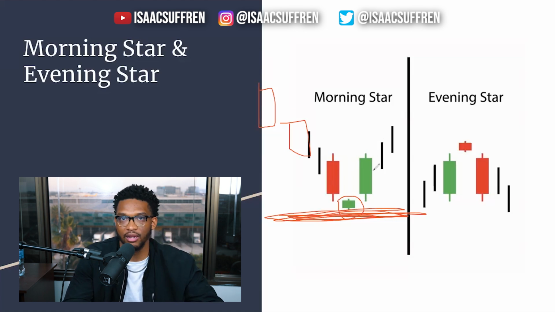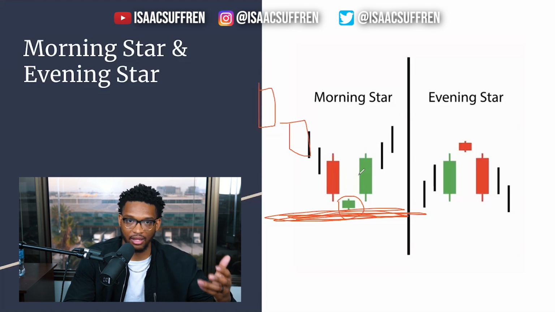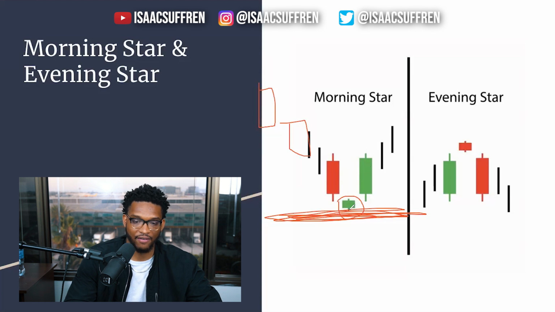The ones I've played have always looked pretty clean. But even if it is a different size, it doesn't have to be the exact same size candle or anything like that. But you usually have a really bearish candle. You have kind of almost an indecision candle right here, and then you have a bullish candle, and then you have this reversal for a morning star.